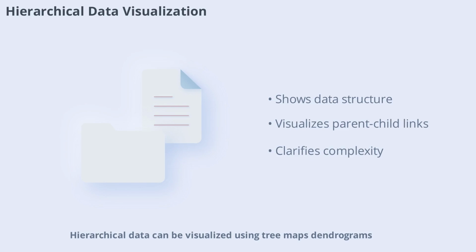Hierarchical data can be visualized using tree maps, dendrograms, or sunburst charts. These techniques show how data is organized in levels, making it easy to understand parent-child relationships and the structure of complex systems. Hierarchical visuals are useful in organizational charts, file systems, and taxonomy studies.